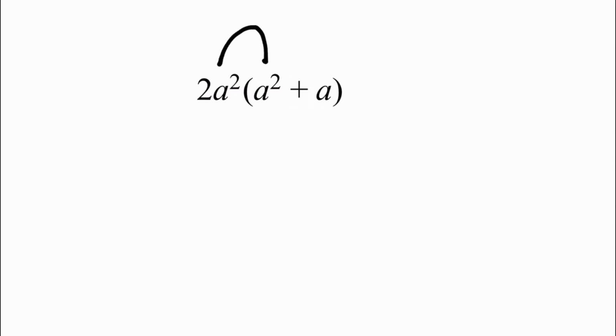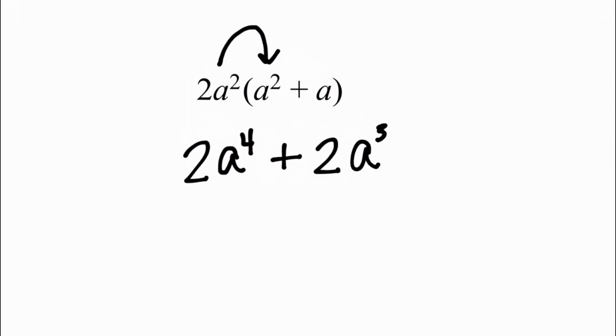We have 2a squared times a squared. So 2 times 1 is 2. A squared times a squared is a to the 4th. Now, plus, because that's a plus, 2 a squared times a to the 3rd. 2a to the 4th plus 2a to the 3rd. I hope that made sense.